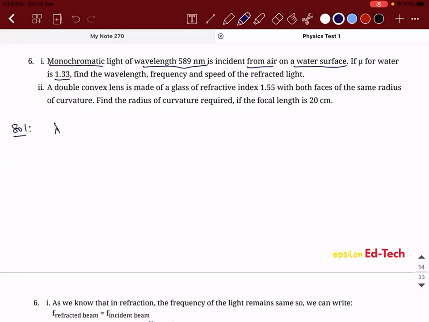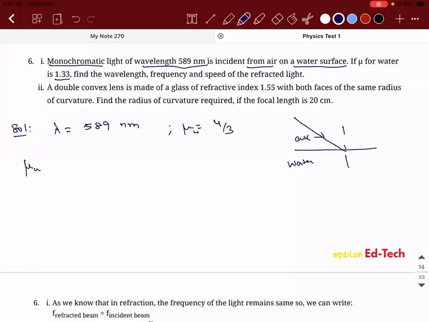Solution. Lambda is equal to 589 nanometer. Light is incident from air onto water surface. If mu, the refractive index of water, is 4/3, find the wavelength, frequency, and speed of the refracted light. So how to solve this, guys?